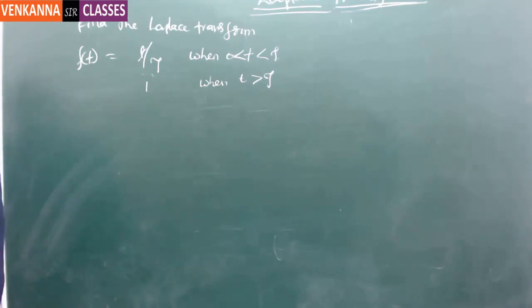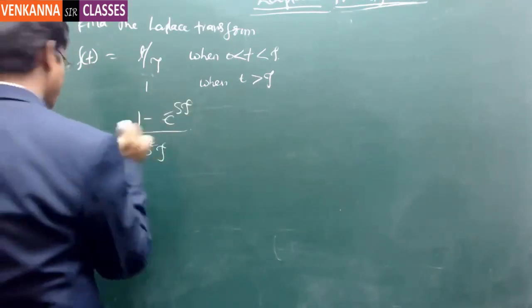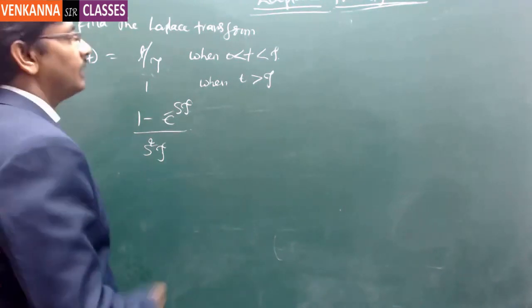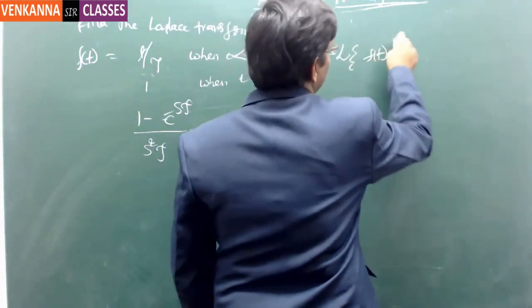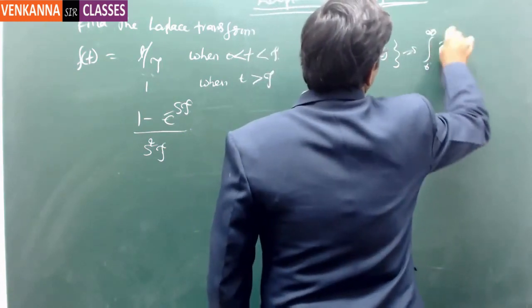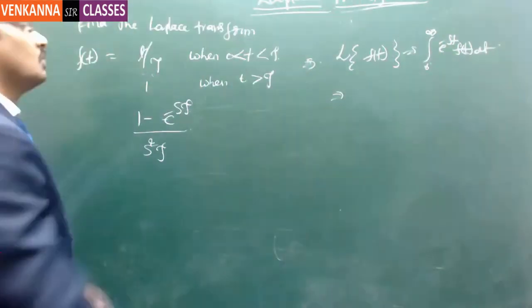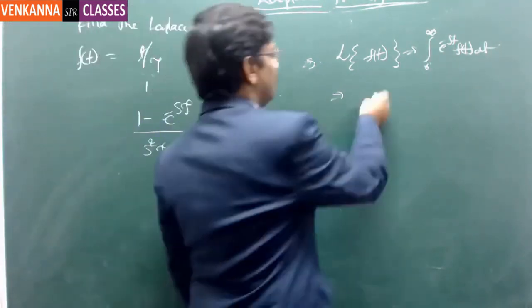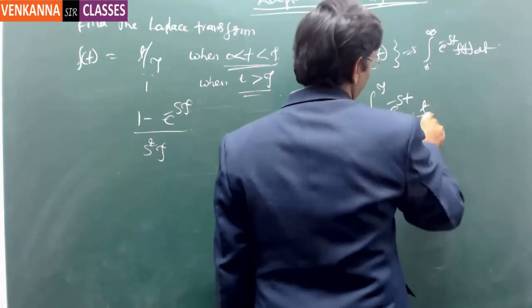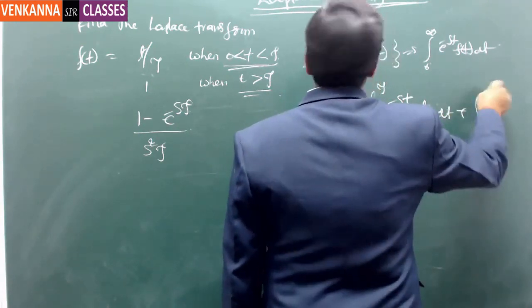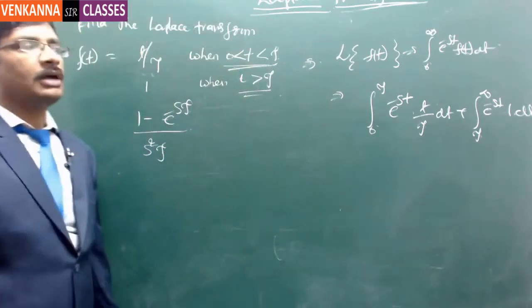Yeah, so 1 minus e power minus s tau divided by s square tau. Yeah, that's correct. Now here, the way we need to proceed: the Laplace transform of f of t is defined as integral 0 to infinity e power minus st f of t dt. So this is the Laplace transform. Now here, these limits need to be divided into two different parts. That is integral 0 to tau, where the function is varying as t by tau, e power minus st into t by tau into dt, plus tau to infinity, where it is e power minus st into 1 dt. So this is how you need to find the integral and apply the limits to get this answer.